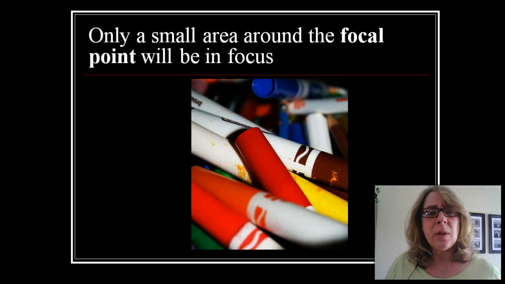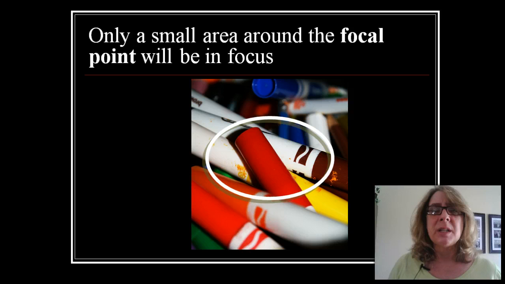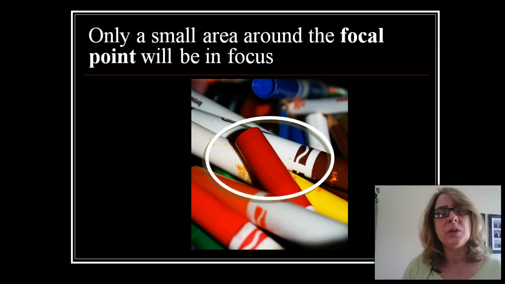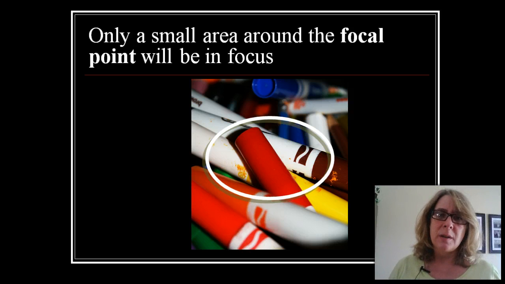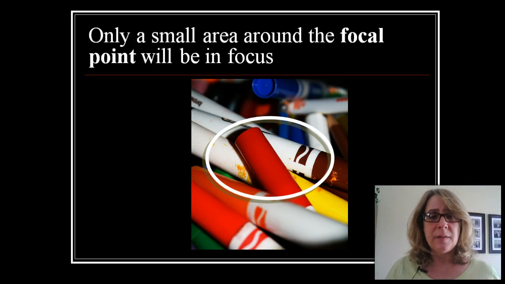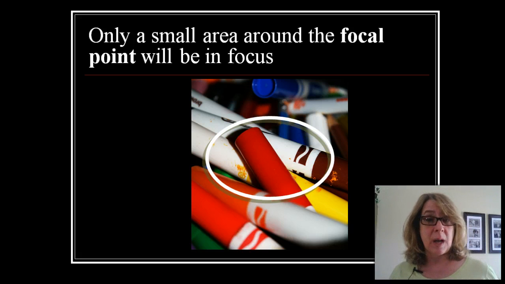Here is another example of an object that a student took pictures of. They thought it was an interesting composition or arrangement of markers. You can see that they pointed their camera at the middle part of that group of markers, and you can see that they're in focus. It has a small depth of field because the markers in front and the markers behind are out of focus.